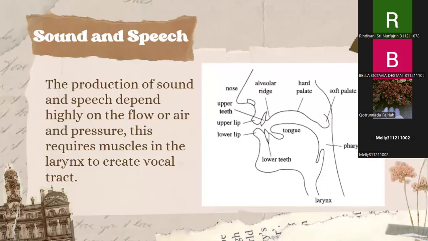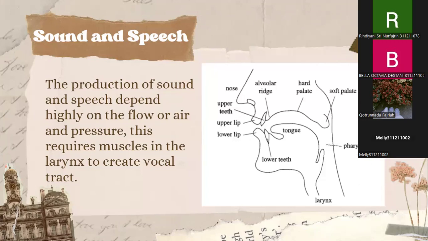In phonology, there is production of sound and speech. It depends highly on the flow of air and pressure. This requires muscles in the larynx to create the vocal tract. The pharynx, as we can see in the diagram, is a tube located just above the larynx. The soft palate can be raised during speech to block air from escaping through the nose.